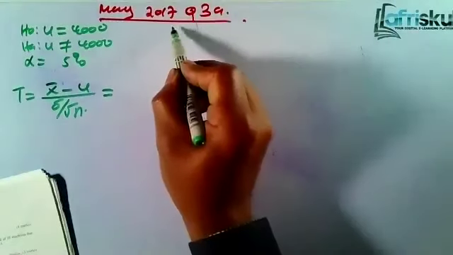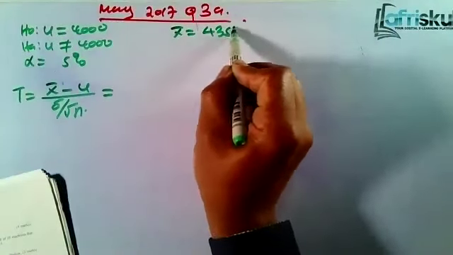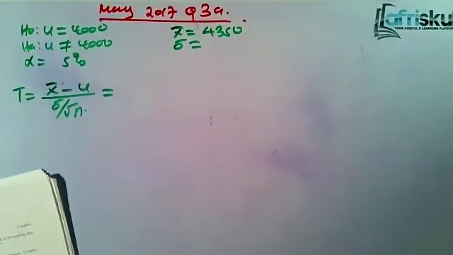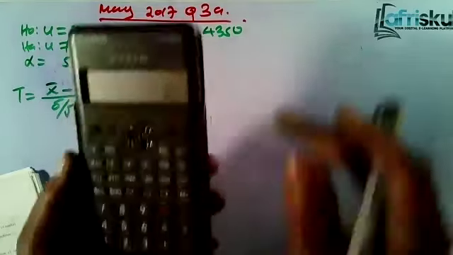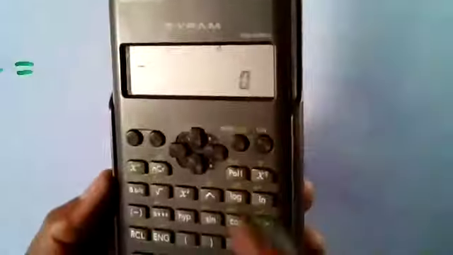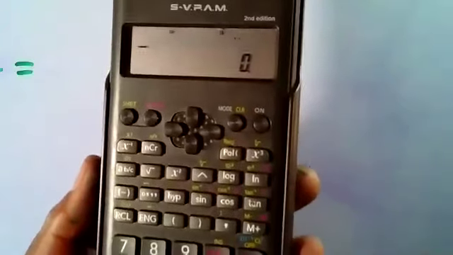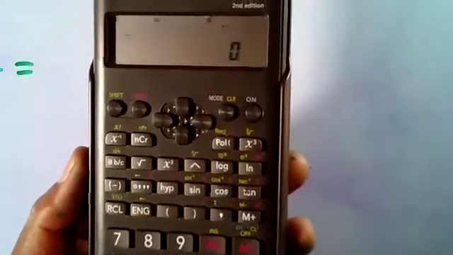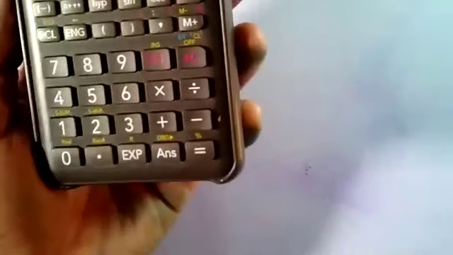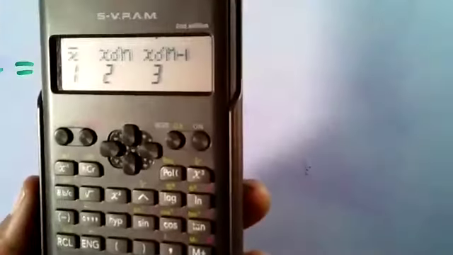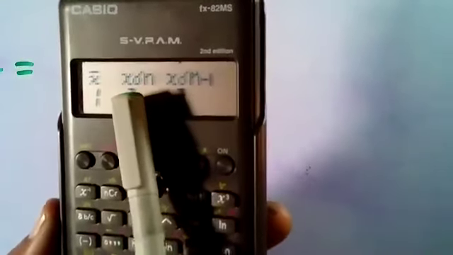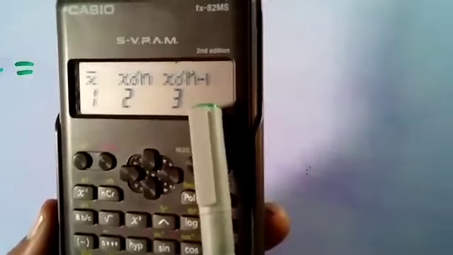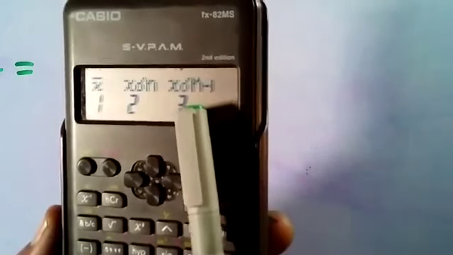So x bar is 4350. Now let's find the standard deviation. Do it again, the way you have done. Press shift, then go to number 2, and you will see something like that. For the standard deviation, you take the one at number 3, not number 2. We said that's the standard deviation for small samples.